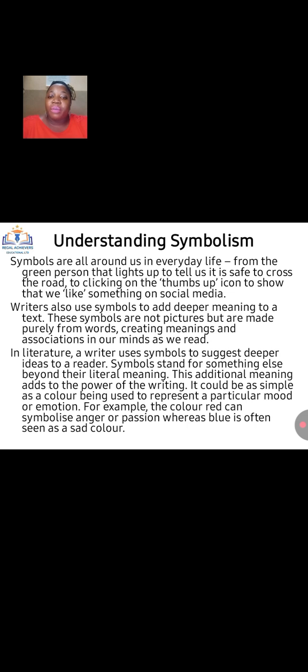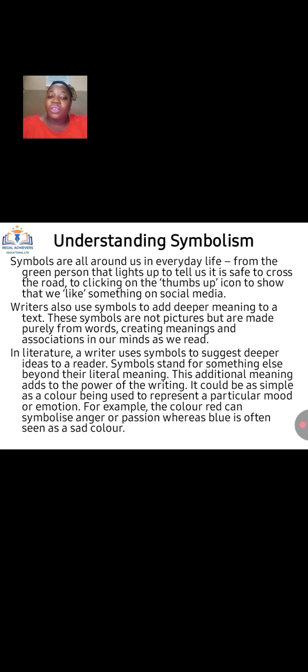These symbols are not pictures but are made purely from words, creating meanings and associations in our minds as we read. In literature, a writer uses symbols to suggest deeper ideas to a reader. Symbols stand for something else beyond their literal meaning. This additional meaning adds to the power of the writing.